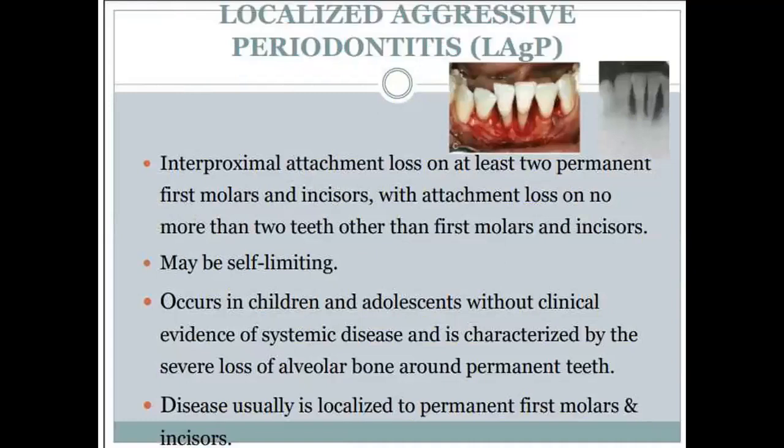These patients have interproximal attachment loss on at least 2 permanent first molars and incisors, with attachment loss on no more than 2 teeth other than first molars and incisors. They are seen generally in children and adolescents without clinical evidence of systemic disease, and it is characterized by the severe loss of alveolar bone around permanent teeth.